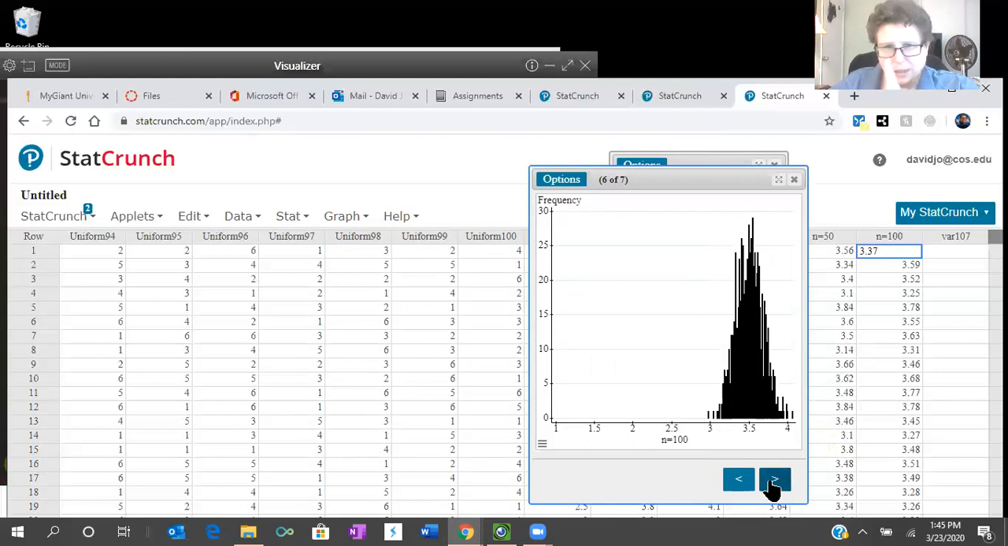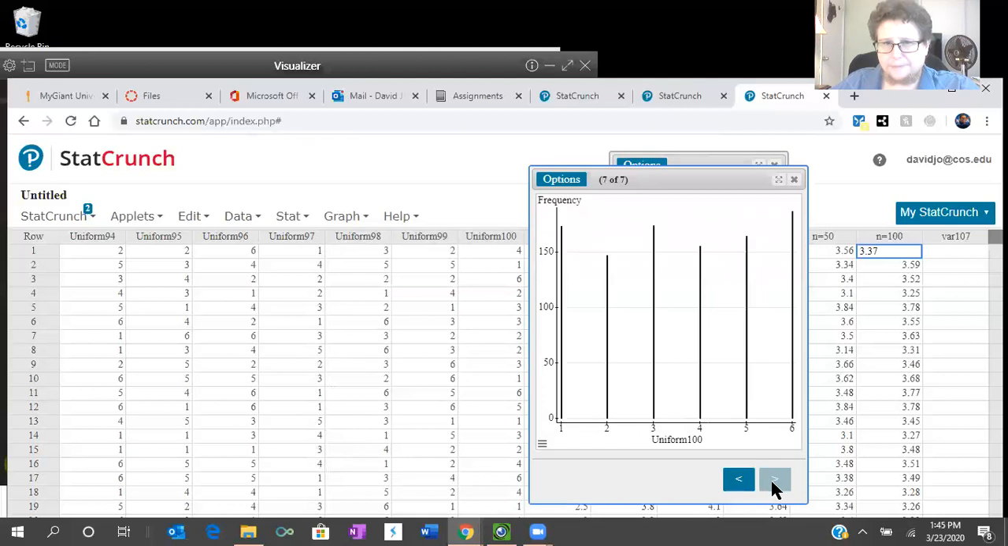But if we look at one column, just the uniform 100, it doesn't look bell-shaped at all. It's got a uniform distribution. Those are all approximately the same height. As soon as we start looking at the mean of a couple of them, and then doing the mean of all the means of a bunch of samples, it shifts into this normal distribution, which is really neat. It's a useful property that we're going to use. Okay?